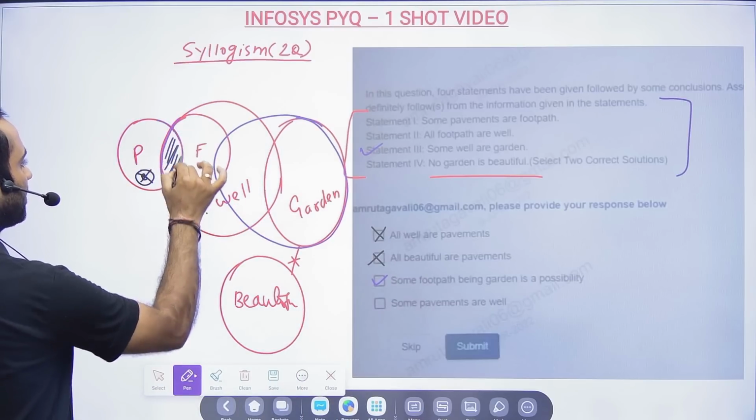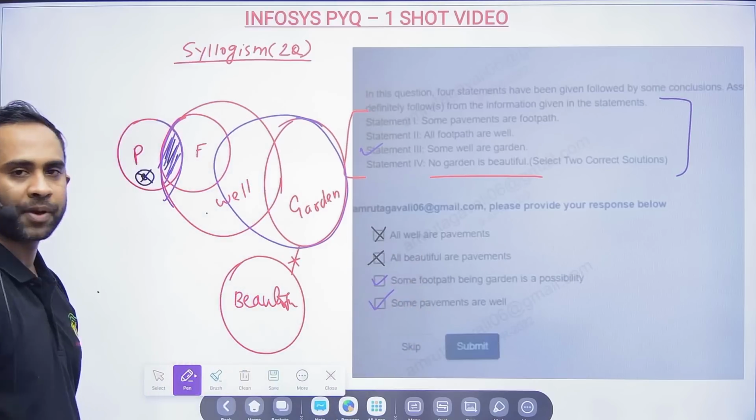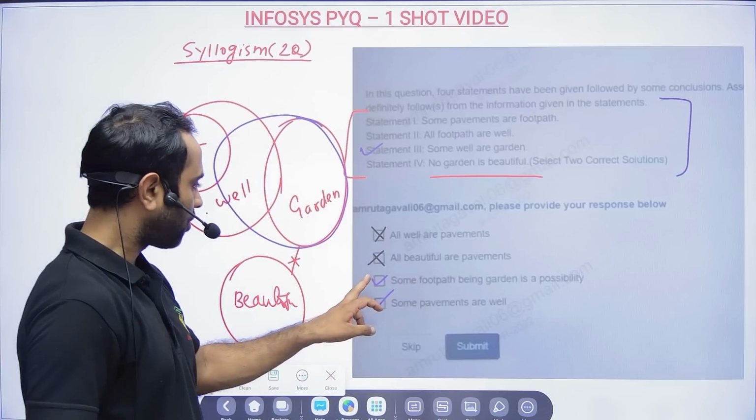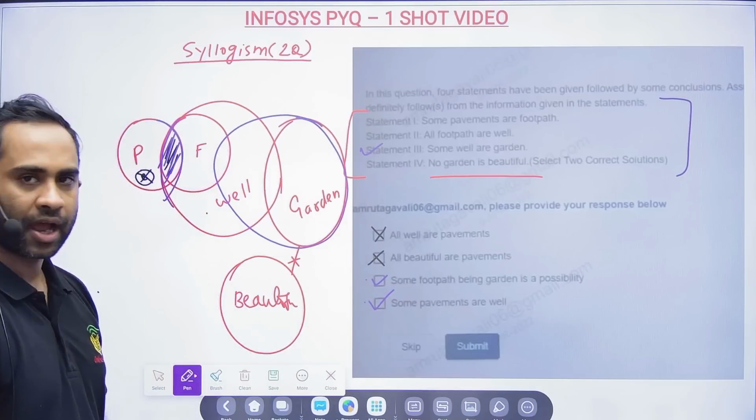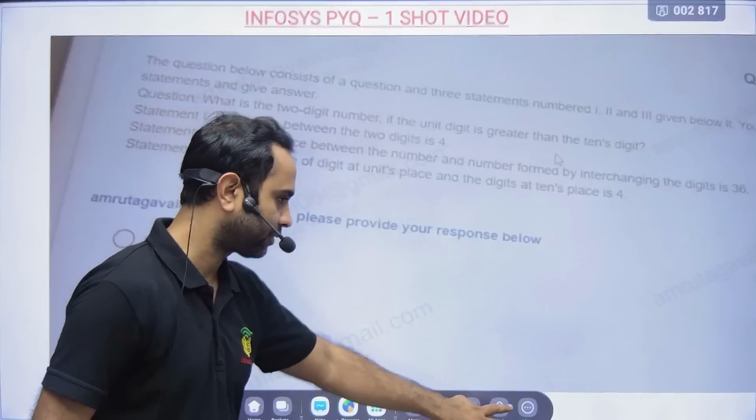And this is your pavement crossing each other. That means some part of pavement is well and some part of well is pavement. So option C and option D both are true here. Perfectly all right, perfectly correct.